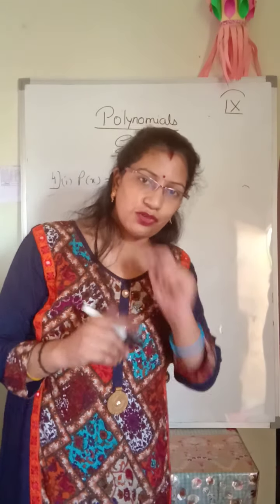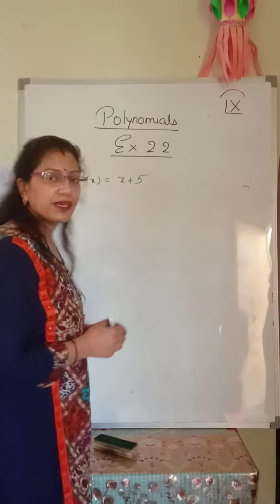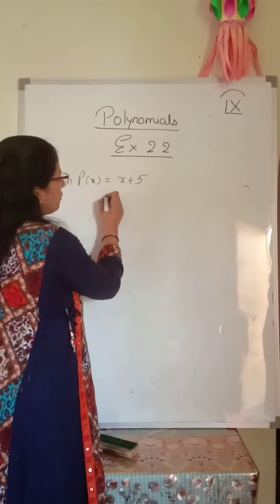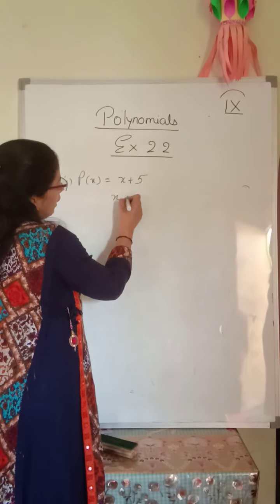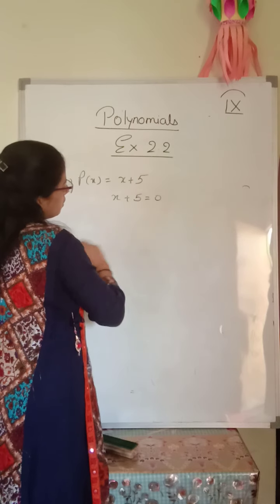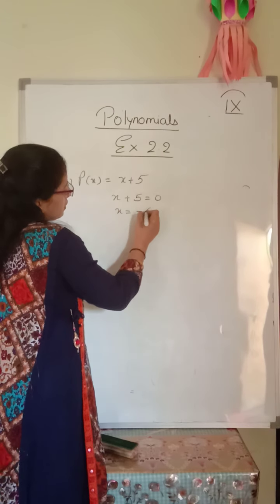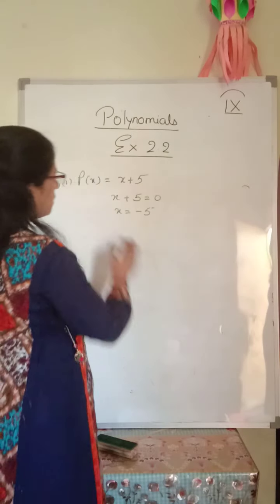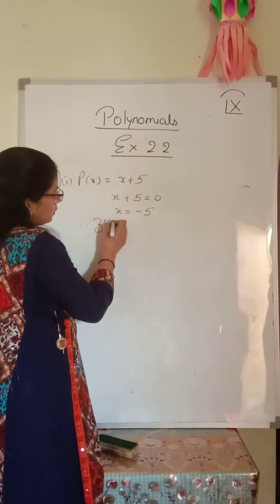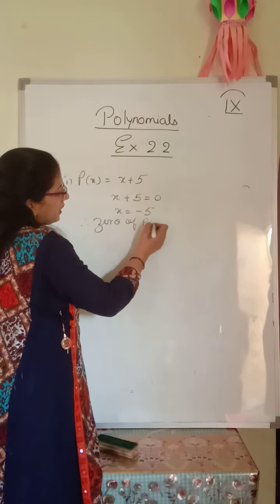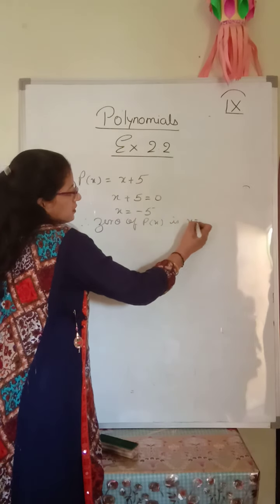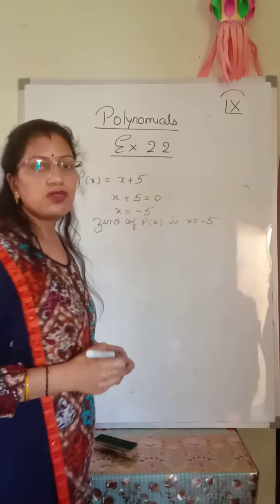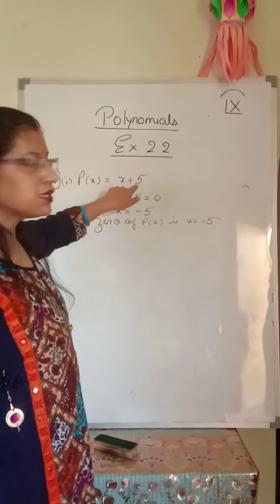How to find the value of x? So x plus 5 should become 0. So therefore we'll write x plus 5 should become 0. So therefore x is equal to minus 5. So x is minus 5 is the 0 of this polynomial. So therefore the 0 of polynomial p(x) is x equals minus 5. What should be the value of x? Minus 5. Okay, put the minus 5, plus 5, 0.